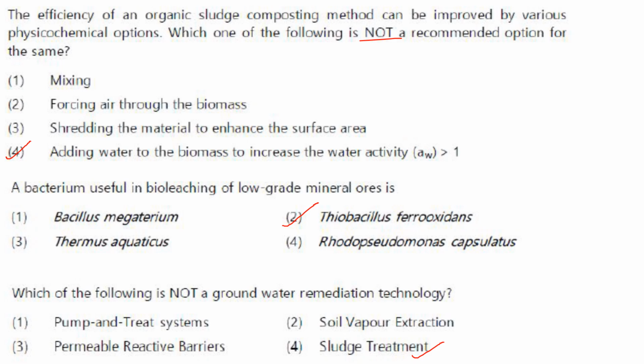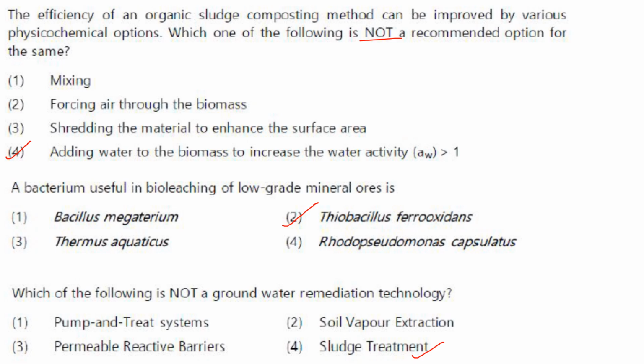So mixing, yes, that's correct, because it helps to aerate, homogenize and speed up the decomposition process. Forcing air through the biomass, that is also correct, because it provides oxygen supporting aerobic microorganism and enhancing degradation. Then shredding the material to enhance the surface area, that's also correct, because it increases the exposure of organic matter to microorganism and promotes faster decomposition.